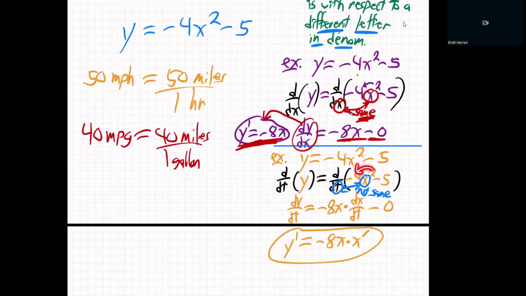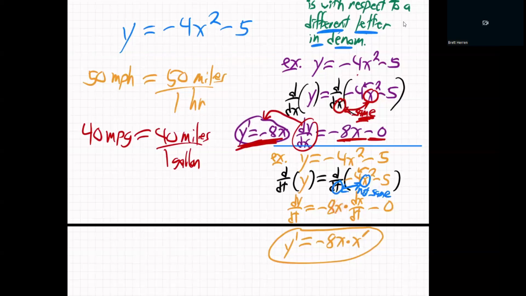Well, you just bring down the 2, minus 8x to the 1, but then dx/dt. And then the 5 is just 0. We know that. You might wonder, where did that dx/dt come from? We didn't have one of those here, right? Because right here, it was not implicit differentiation. These guys were the same. But here, these guys are different, so it's going to be dx/dt. Remember how we had to do that? Because x is a function of time.